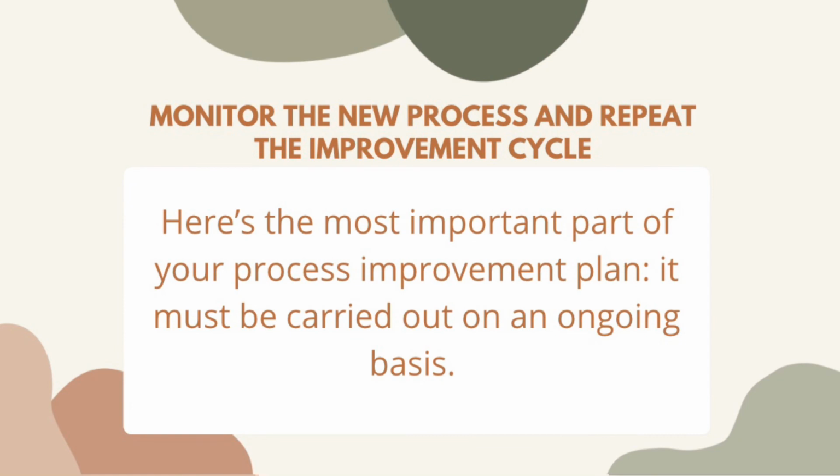The 6th and last one is to monitor the new process and repeat the improvement cycle. Here's the most important part of your process improvement plan. It must be carried out on an ongoing basis. Otherwise, the improved process may stagnate and become just as inefficient as the previous one. Continuously monitoring your processes will help ensure they stay as smooth and productive as possible.